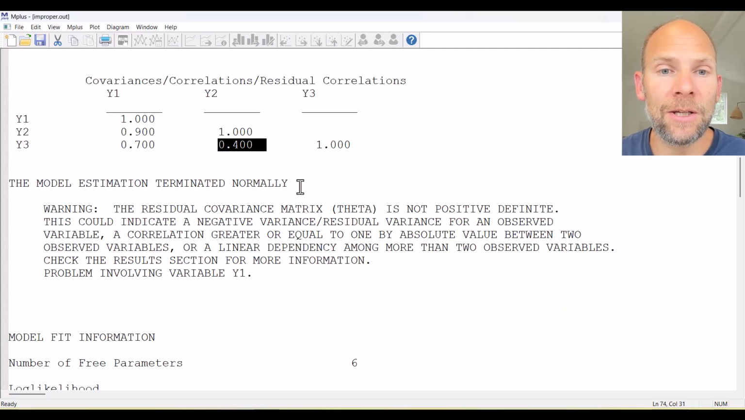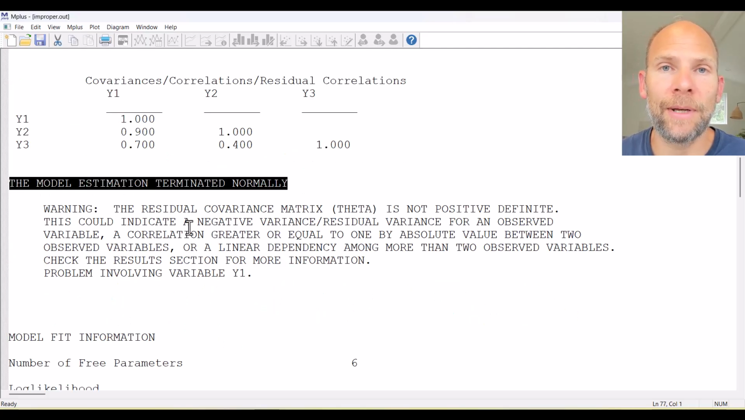Next, we get the message in Mplus that the model estimation terminated normally. This may be a little bit confusing, because subsequently we'll see that not everything with the model is normal. However, the model estimation terminated normally, meaning there were no convergence problems. There was nothing that caused Mplus to not converge to a final set of parameter estimates, meaning convergence criteria were sufficient to find a solution. So Mplus did not run out of iterations, for example, and the other convergence criteria were also met.